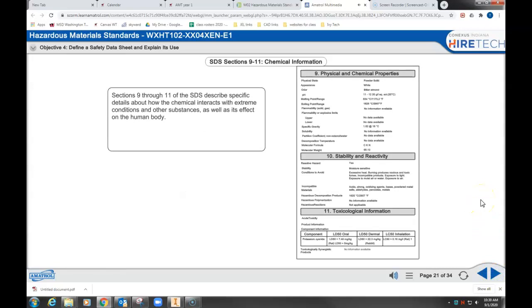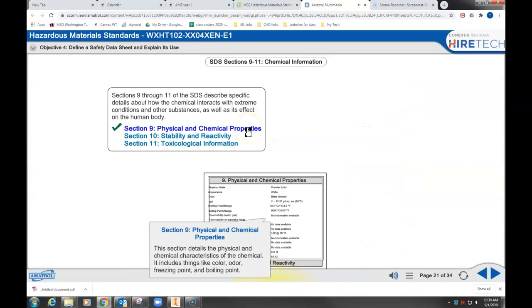Sections 9 through 11 of the SDS describe specific details about how the chemical interacts with extreme conditions and other substances, as well as its effect on the human body. Section 9, Physical and chemical properties. Section 10, Stability and reactivity, and Section 11, Toxicological information.